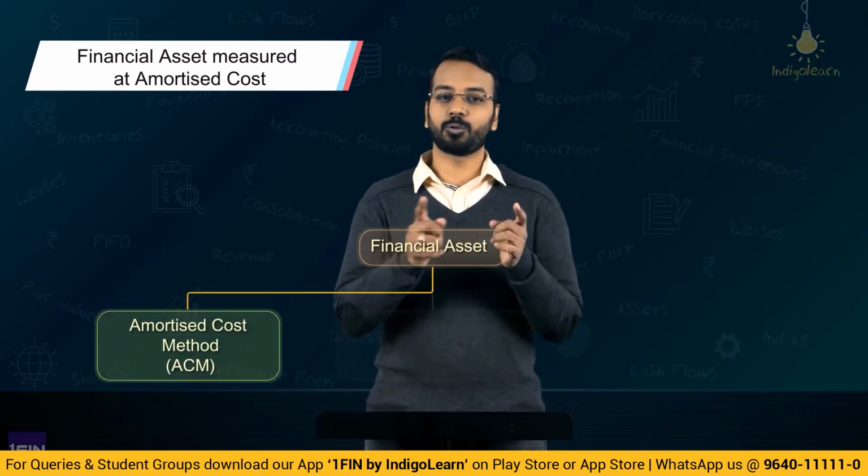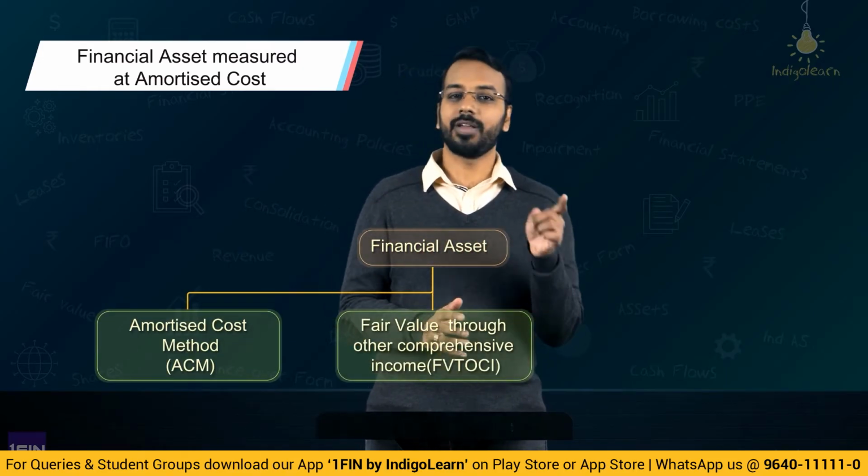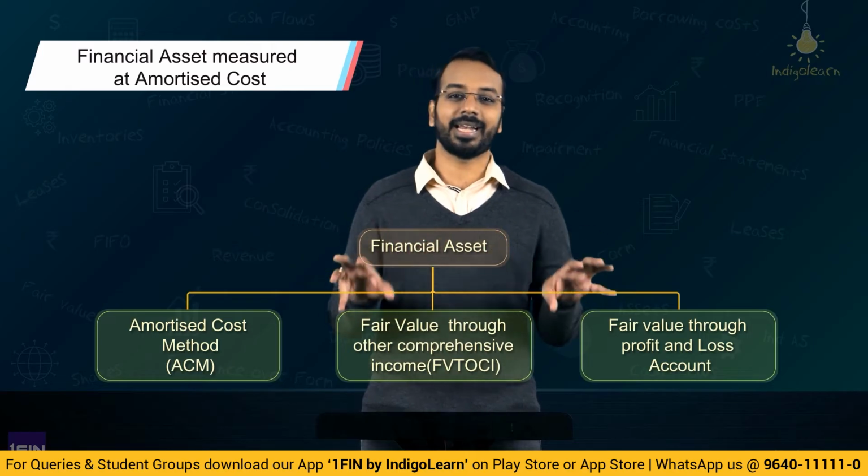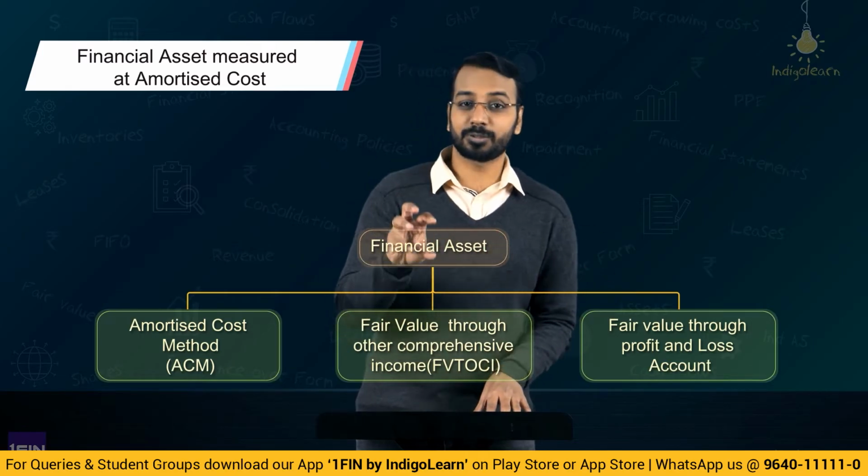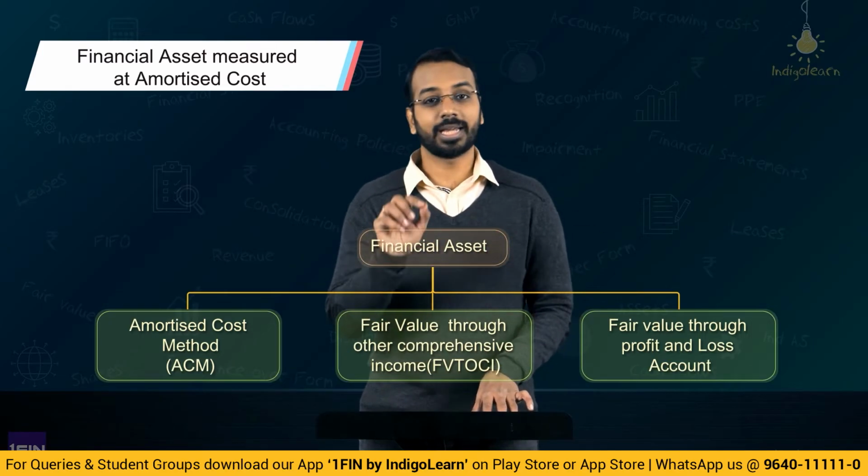So now, based on the business model test and the contractual cash flow characteristic test, we will classify financial assets as financial assets measured at amortized cost, fair value through other comprehensive income, or fair value through P&L. These are the three categorizations based on the business model test and contractual cash flow characteristic test.